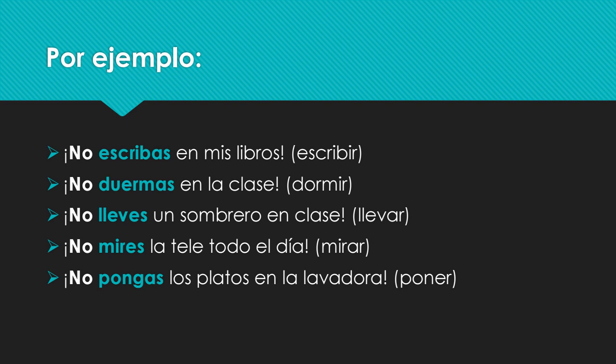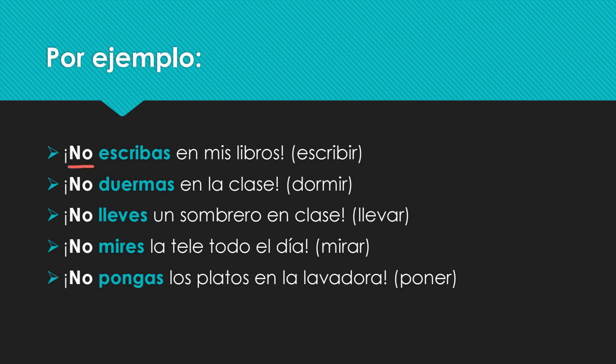Either there's something that annoys them or something that they think isn't good for you or isn't safe for you. And they might tell you not to do something. Your friends, your siblings probably tell you not to do things as well. And so whenever you want to tell someone not to do something, whenever your parents want to tell you not to do something, they're probably going to use a negative tú command to tell you not to do that.